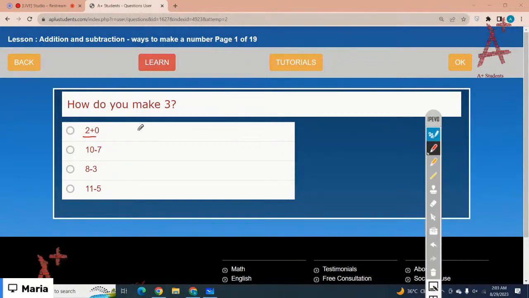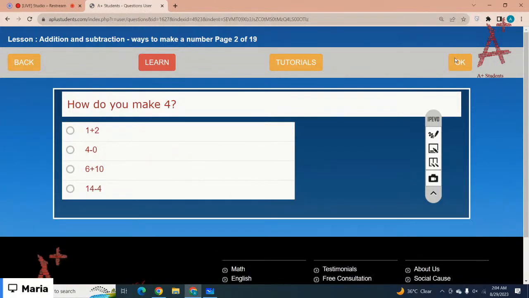2 plus 0 makes 2. 10 minus 7. 8, 9, 10. 10 minus 7 makes 3. 8 minus 3. 4, 5, 6, 7, 8. 1, 2, 3, 4, 5. 8 minus 3 makes 5, right? Then you have 11 minus 5. 6, 7, 8, 9, 10, 11. Let's count them. 1, 2, 3, 4, 5, 6. So 11 take away 5 makes 6. Now you have to select the correct option. The correct option is 10 minus 7 equals 3, the second one.